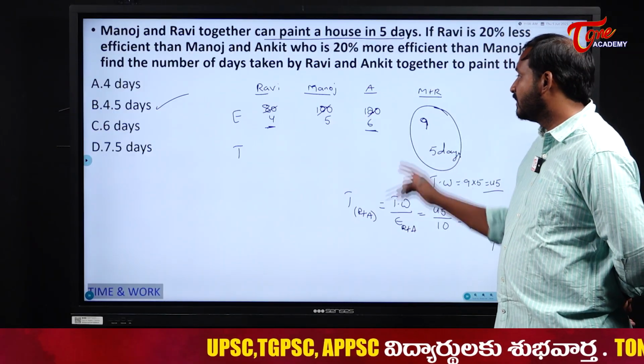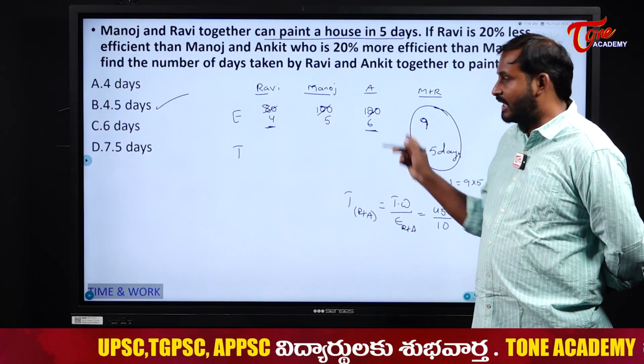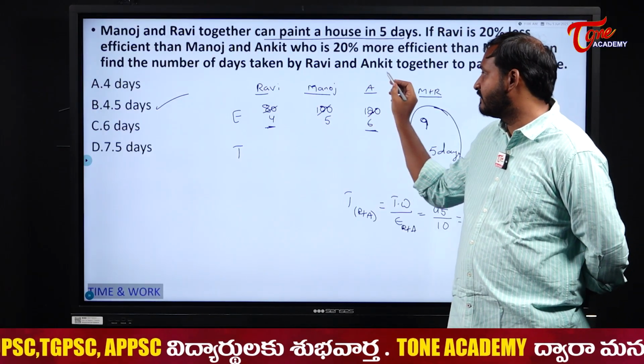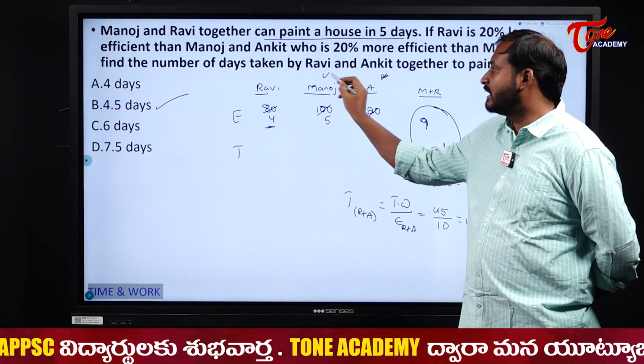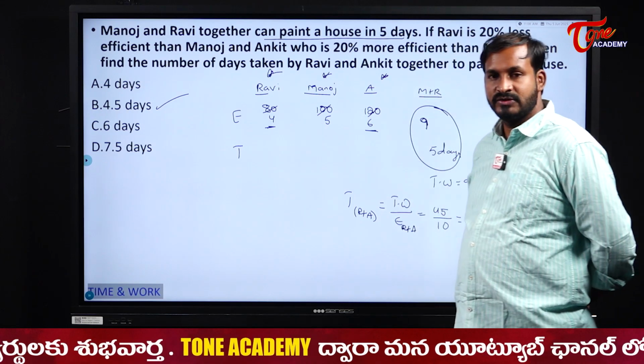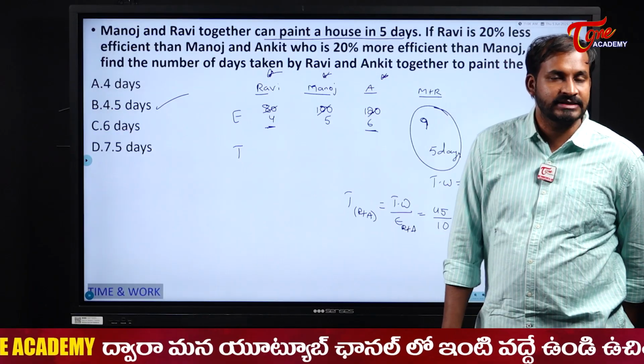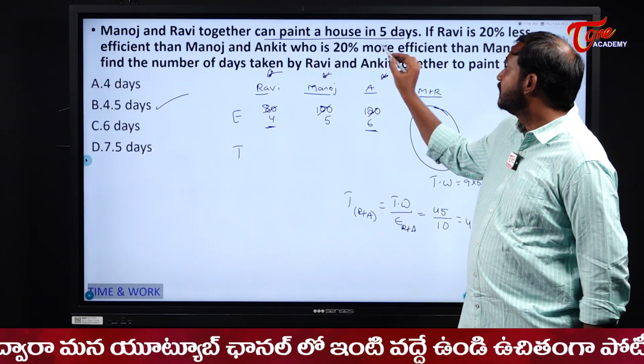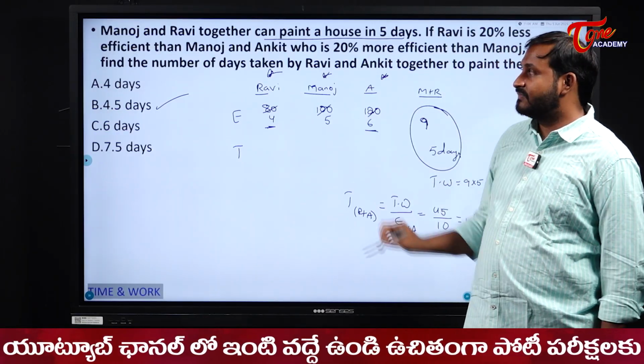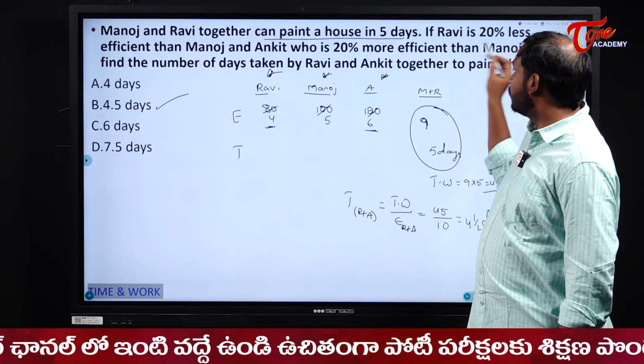4.5 days. Understood? First we found the total work, and this relation is very, very important, students. We should write these efficiencies quickly, then only we will get the answer quickly, else it will take a lot of time. See here, Ravi is 20% less efficient than Manoj and Ankit is 20% more efficient than Manoj.